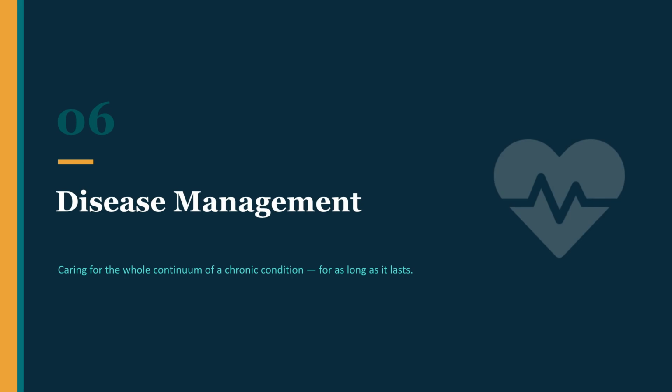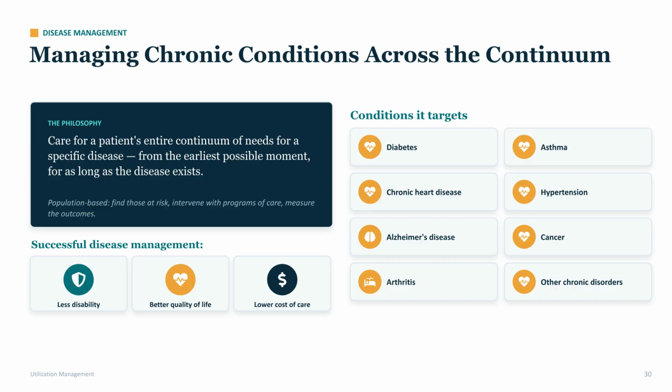This focuses on caring for the entire continuum of a chronic condition, from early identification to long-term monitoring, for as long as the disease persists. The goal of disease management is population-based care. Identify those at risk, apply proven programs, and measure outcomes. Success means reduced disability, a better quality of life, and lower costs for chronic conditions.